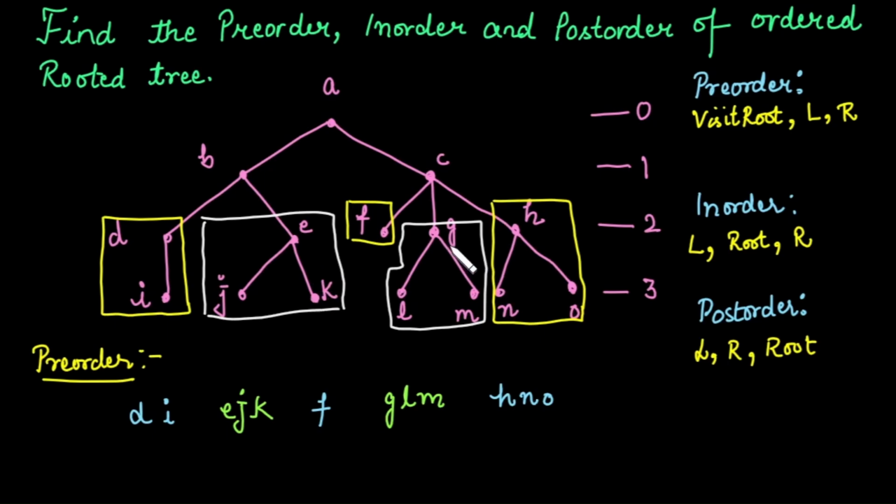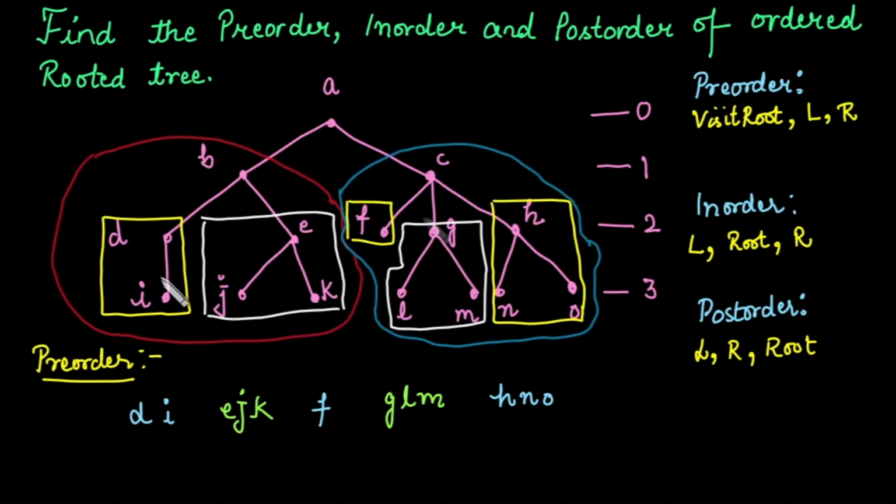Once we are done with these, now we can move towards level 1, one previous level. On level 1, we have 2 roots, that is B and C. Apply the pre-order for this subtree. So pre-order says that first visit the root and the root is B. Then we will visit the left child and for the left child we have the answer DI. And then right child, for the right child we have the answer EJK.